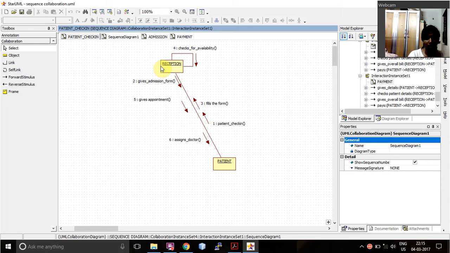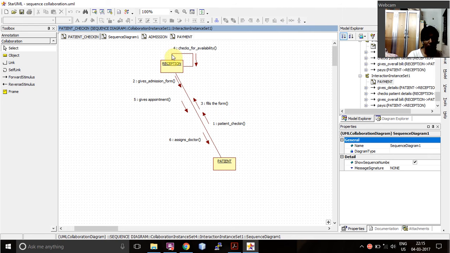So first of all, here I have my reception object and my patient object. First, the patient checks in. That is my process 1. Then when he goes to the receptionist, the receptionist first of all gives the admission form to be filled. And after that, the patient fills the form and gives it to the reception.